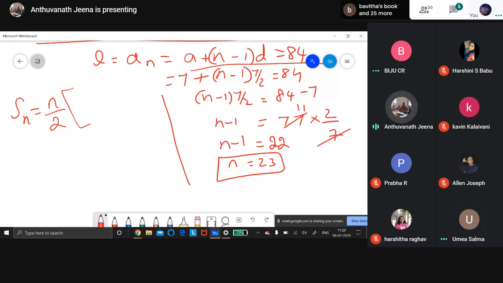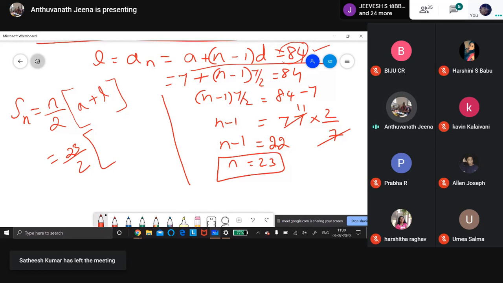You say, Afra. What is the SN formula? N by 2 into 2A plus N minus 1 into D. That is the first formula. Here L is given, right? L is 84. L is given here. So straight away put A plus L, second formula. You must use the second formula because last term is given. You can also use the first formula and get the same answer, but the easy way is A plus L. L means what, children? AN.